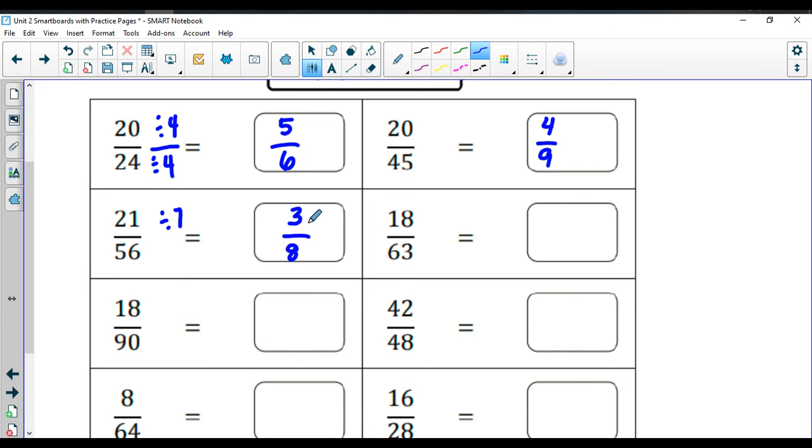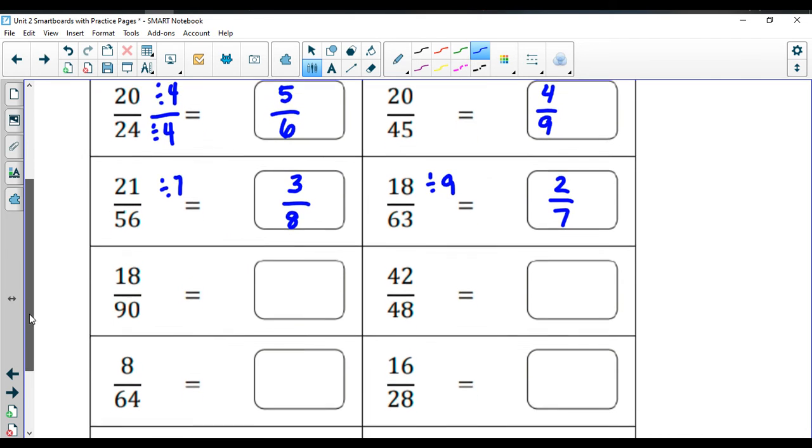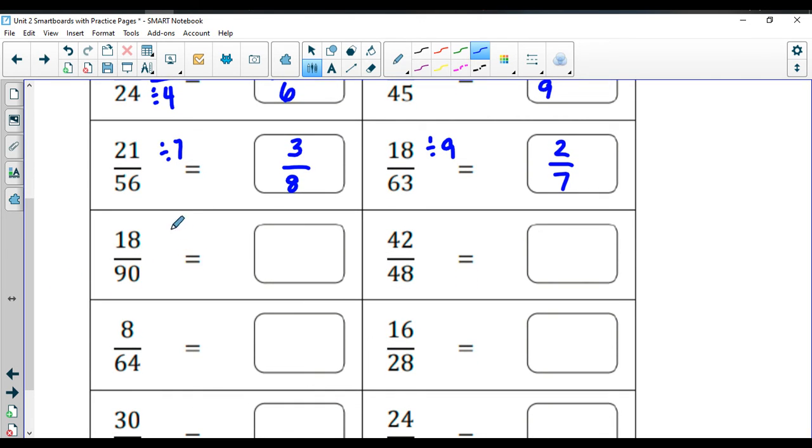In 21/56, I'm dividing by 7 here, and that's going to give me 3/8. In 18/63, I'm dividing by 9. That's going to give me 2/7. And then over here, this one's a little bit tricky, but if you didn't really realize, I'll show you what I did at first. I noticed they were both even, kind of struggled from there. Could also divide by 9 if you wanted to. So you can kind of go through a couple different processes here.